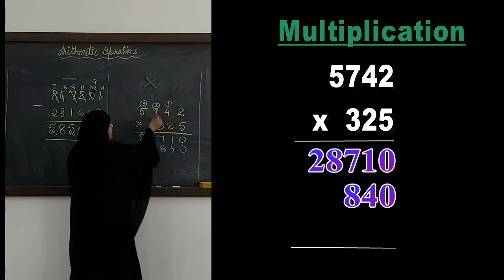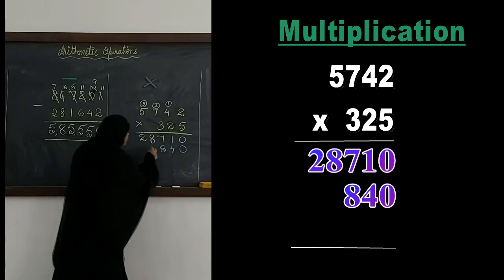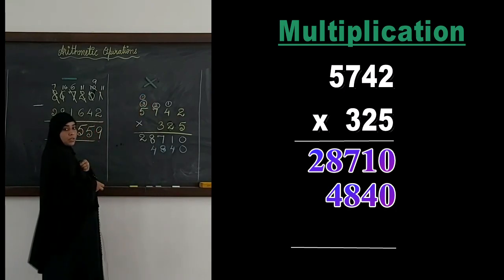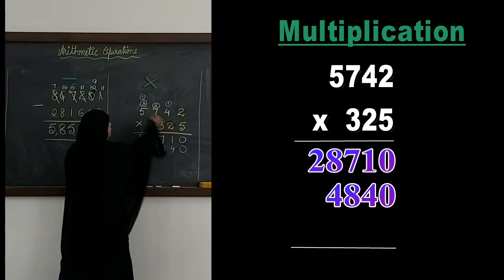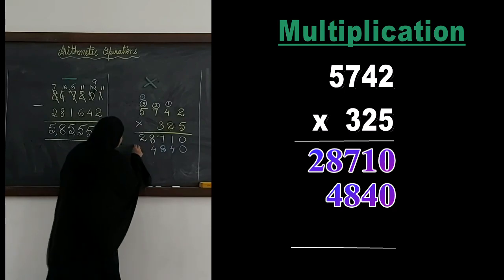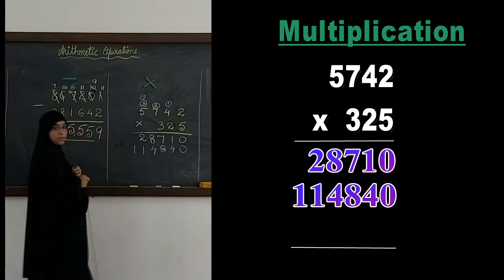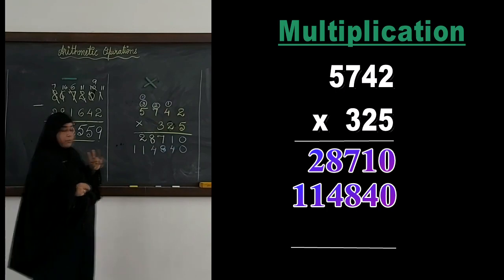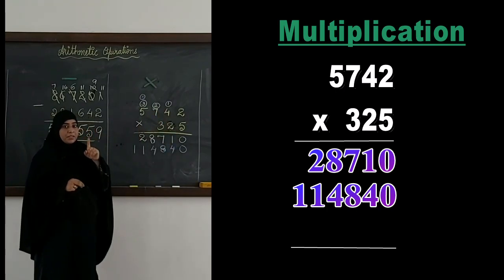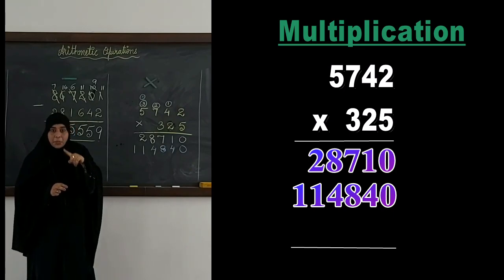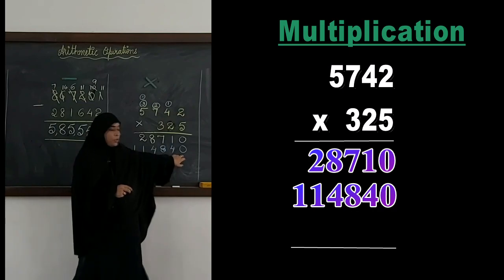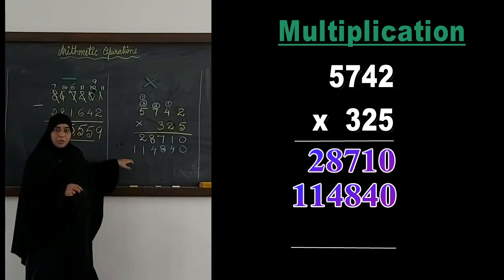Then 2 7s are 14. 4, and 1 we carry over here. Next 2 5s are 10 plus 1 will be 11. Fine. So our second step of multiplication is done. That is, 2 we have finished. 2 means the place value of 2 is 20. So we did multiplication actually with 20. So that 0 we wrote here and then we multiplied with 2.